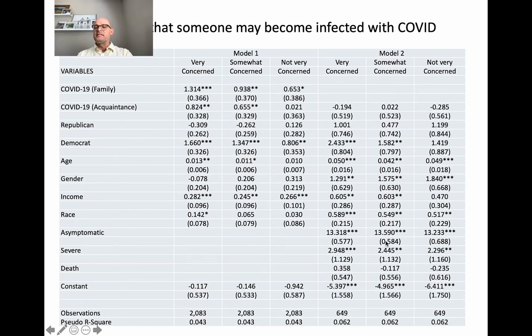If people were asymptomatic, they got it, but they didn't have any real symptoms from COVID, that was statistically significant to more concerned. If their cases were very, very severe, then they also increased perception of the risk. But when people died, it did not affect people's perception of the risk, which I think is really interesting.